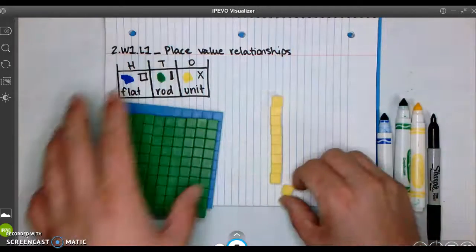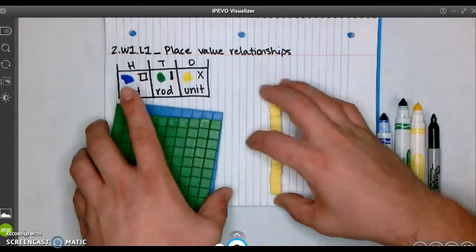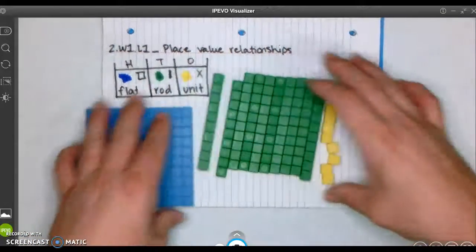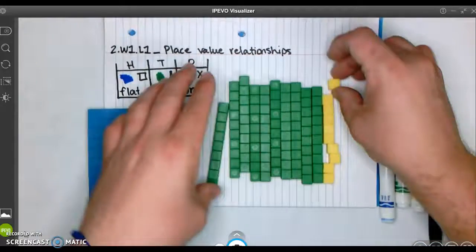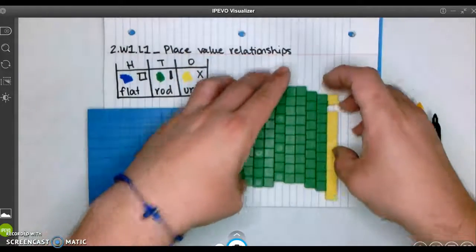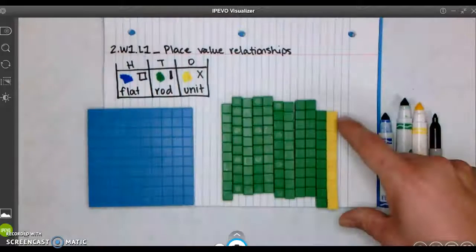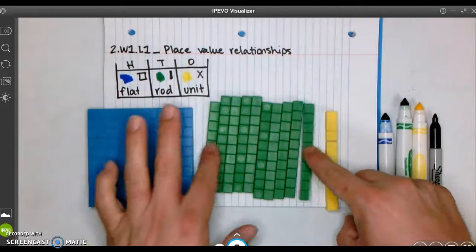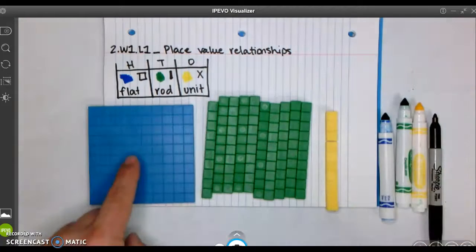So they're all related to each other, right? When you get to that new tens place value or that hundreds place value, you sort of regroup over and then make a new representation of that numeral, of that value. Let's go ahead one more time. There are 10 units in one rod. There are 10 rods in one flat.